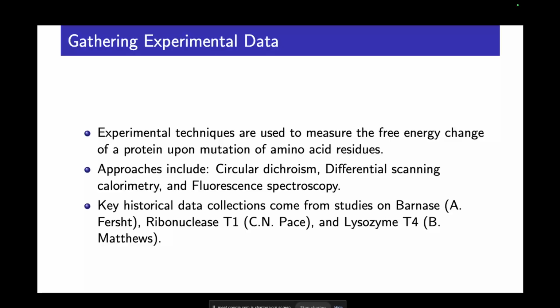So experimentally, how would you find out? If you do some thermodynamic experiments and calculate the delta G before and after folding, or after and before folding, whatever direction you want to go. Experimental procedures are used to measure the free energy change of a protein upon mutation of amino acid residues. There are a lot of methods by which you can mutate a particular amino acid residue, and then calculate the energy of those states.